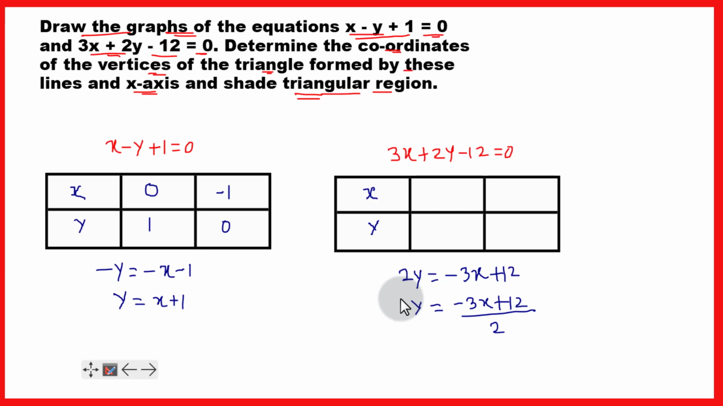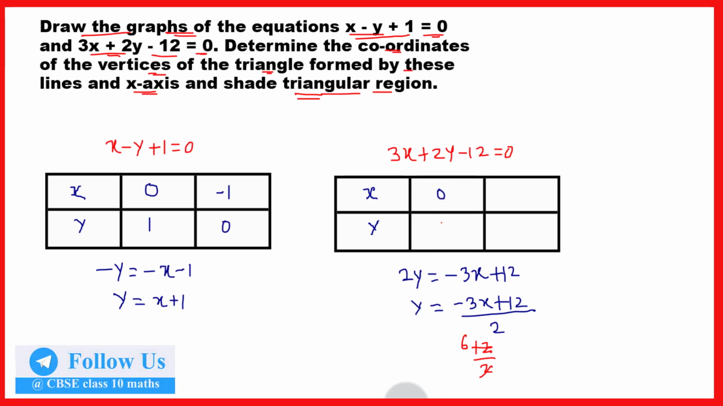Now we will consider the values of x and find the corresponding value of y. So if you first take the value of x as 0, this part will become 0, and so it will be 0 plus 12 upon 2, that is 12 upon 2, so 2 ones are 2, 2 sixes are 12. So when x coordinate is 0, y coordinate is 6, so this will be 6.